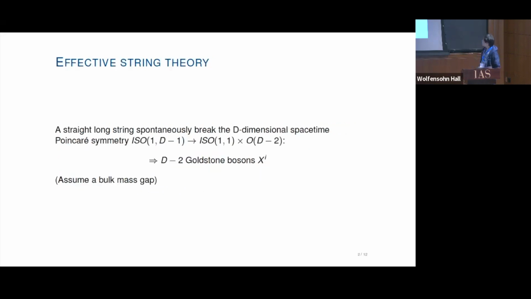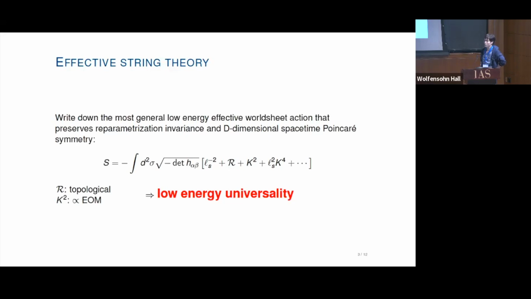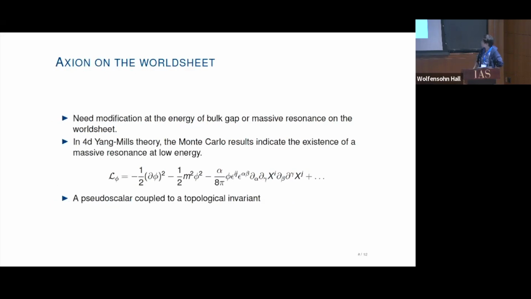So effective string theory is described by D-2 Goldstone bosons, which come from the spontaneous breaking of the space-time Poincare symmetry. And if you write down the most general effective action that is allowed by the symmetry, we see that there's a low energy universality, and the leading term is given by the Nambu-Goto action. And well, this action is valid up to the scale of the bulk gap or massive resonance on the worldsheet. So when we reach that scale, we need modification.